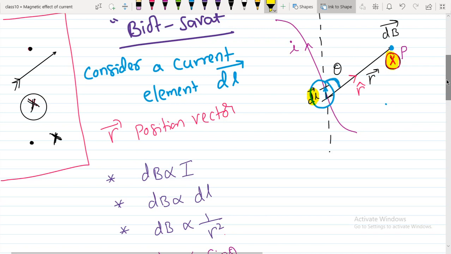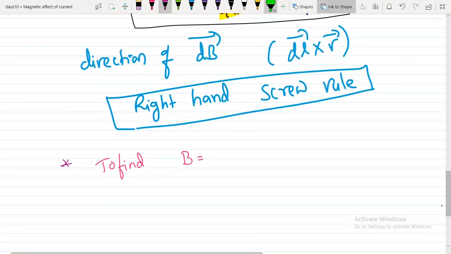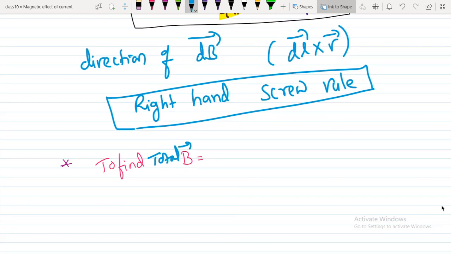So this small tiny elemental length contributes an elemental magnetic field. Now to find the total magnetic field, we need to consider the total length of the conductor. So we can do integration. To find the total magnetic field B, we can do the integration of dB, a closed integral, within the limits to get the total magnetic field.